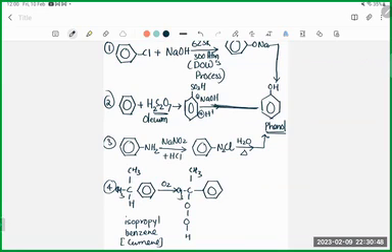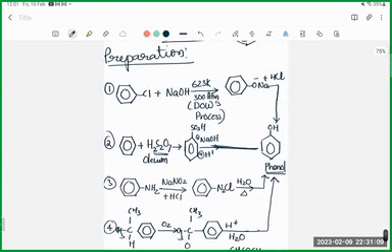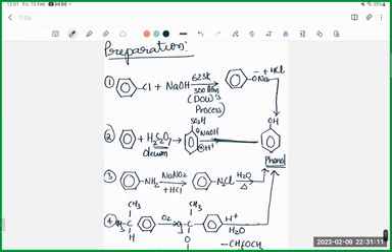Clear? So all these mechanisms we have learned, followed by the acid hydrolysis, and what comes out is acetone, CH3COCH3, and we get phenol as the product. Is this clear? That is the preparation. Now it is helpful, as you can see it on a single page.